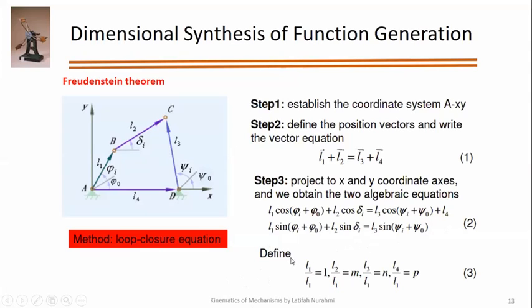So from here you can define that L1 divided by L1 is obviously equal to 1. L2 divided by L1 will be equal to M, that we are defining. And L3 by L1 is equal to N. And L4 by L1 is equal to P. So that when you use this equation, if you are getting these terms, you can just substitute M, N and P instead of these L1, L2 by L1, L3 by L1 and L4 by L1. So like that. Okay.